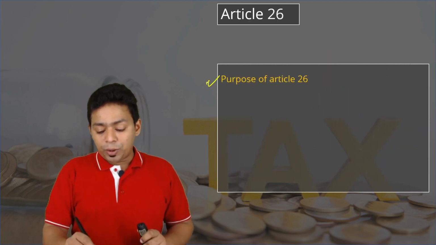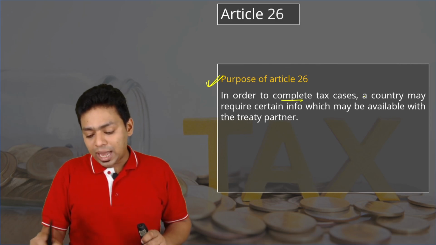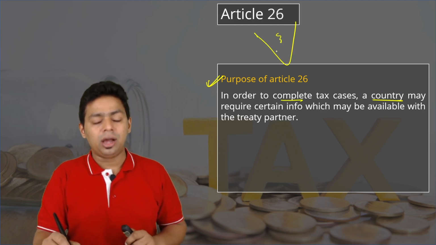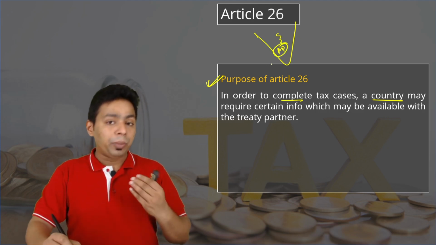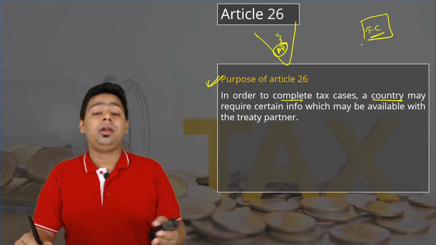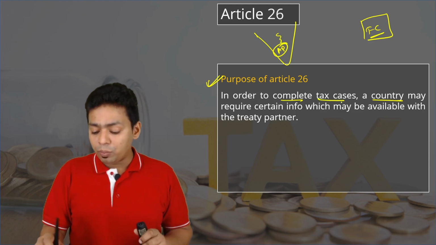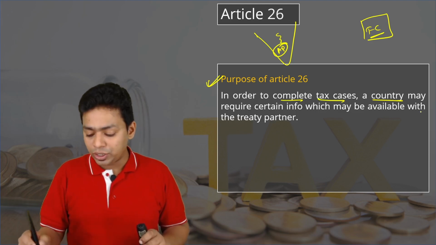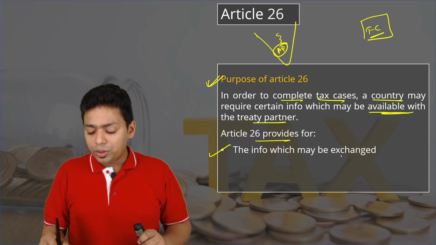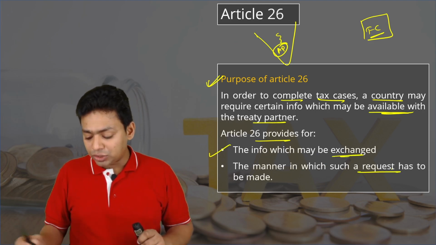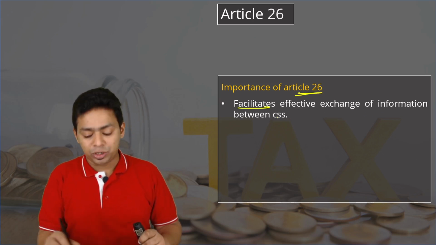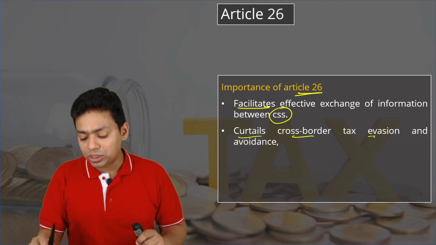So the purpose of Article 26 is to complete tax cases. Please understand, whenever scrutiny or inquiry is initiated in India, the assessment procedure has begun. Then to complete the assessment, India may need information from the foreign country, and the foreign country should not deny sharing that information. A country may require certain information which may be available with a treaty partner. Article 26 provides for the information that may be exchanged, and the manner in which such a request has to be made. The importance of Article 26 is that it facilitates effective exchange of information between the contracting states and curtails cross-border tax evasion and avoidance.